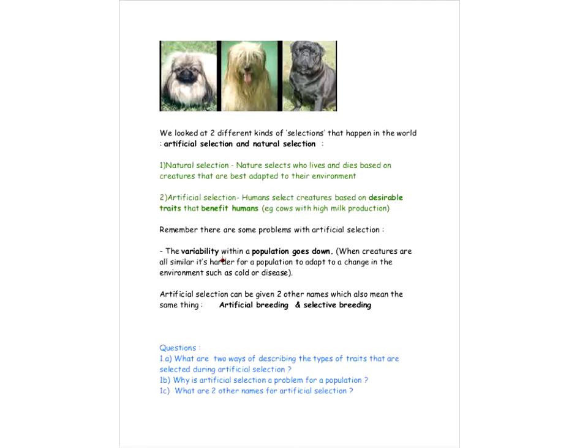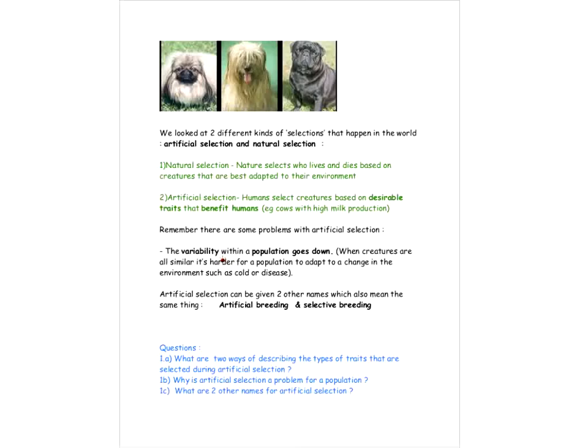And the problem with that then is that if there's a change in the population, or rather the conditions, like the environment, so for instance, if it becomes colder or if you get a disease, then you don't have the variability there. And since all creatures are the same, if one of them is wiped out, they're all wiped out. So that's one problem with artificial selection, right? And now, another name you can have for artificial selection is artificial breeding, and you can also call it selective breeding. So what we'll do right now is we'll just go over some different questions that relate to this stuff.